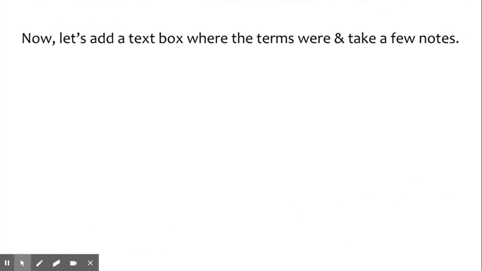Where the drag and drop terms were on your Google drawing, you're just going to insert a text box, and we're just going to jot down a summary of what's happening so that we have some words that match the pictures.